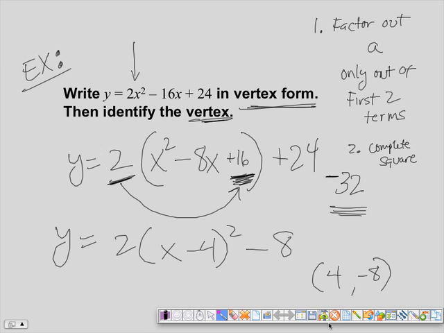Please understand this problem. I plead with you. Please. Now, let's do one. I'll make up another one here. Just know the steps. Step 1, factor out a out of the first two things. Step 2, complete the square. And then step 3, what can we say?